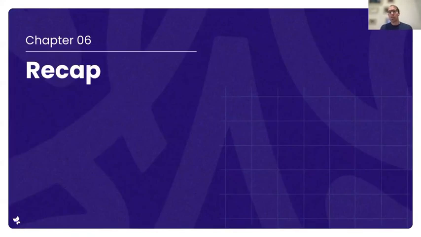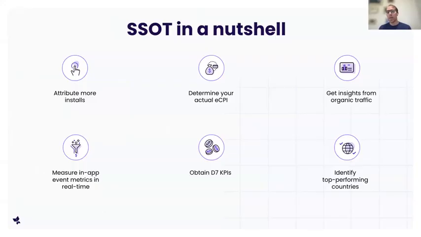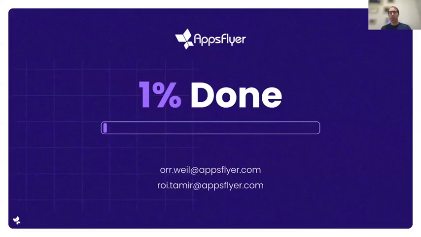Cool. So now let's just recap everything we went through during today's session about SSOT. In a nutshell, those are the main benefits that SSOT can provide you. By combining both SKAN and AppsFlyer attribution, it helps you attribute more installs, getting an accurate view of attribution and installs, and helps you get a better understanding of your true ECPI, ECPA, and ROAS. SSOT also includes an accurate view of your organic traffic. And unlike SKAN, SSOT supports real-time reporting. And last but not least, by supporting a modeling layer, SSOT also provides you day 7 KPIs and countries breakdown for your campaign analysis. Cool. Thank you very much.